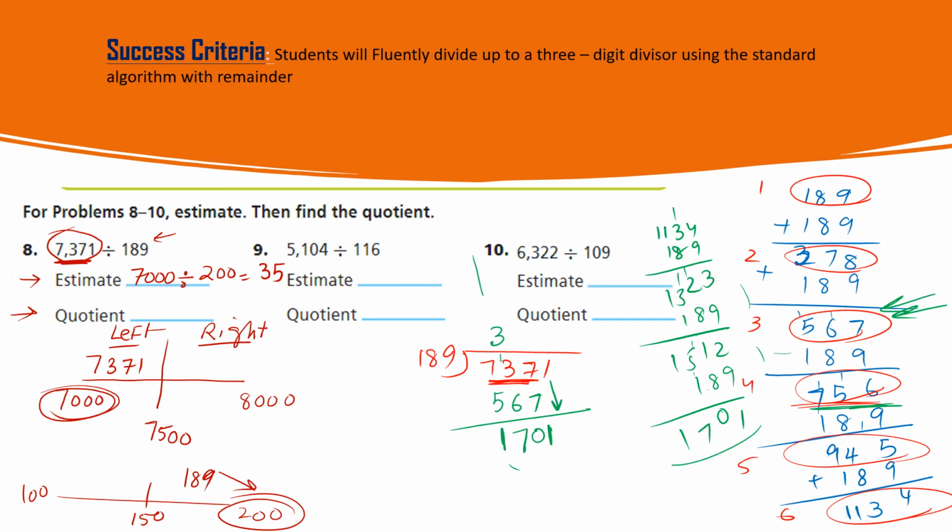So how many times 1, 7, 0, 1? 1, 2, 3, 6, 6 and 3, it means 9 times 1, 7, 0, 1. So our quotient is 39. Now, if you look and compare 35 and 39, so yes, the estimate is very close and reasonable.